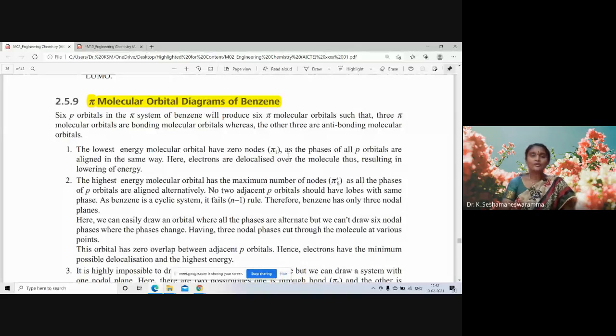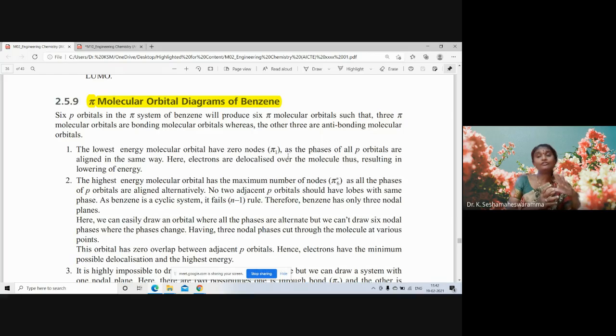Pi molecular orbital diagrams of benzene. In benzene, if we are observing 6 p orbitals in the pi system, 6 pi molecular orbitals will be produced. I mean, 3 pi molecular orbitals are bonding molecular orbitals, whereas the other 3 are anti-bonding molecular orbitals.